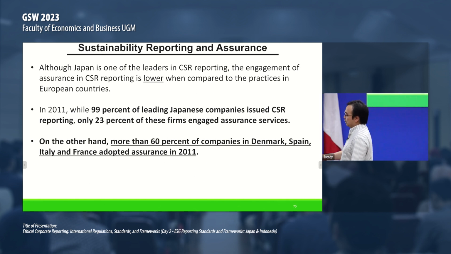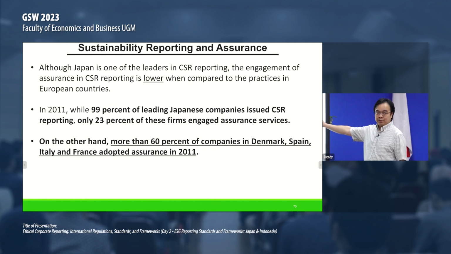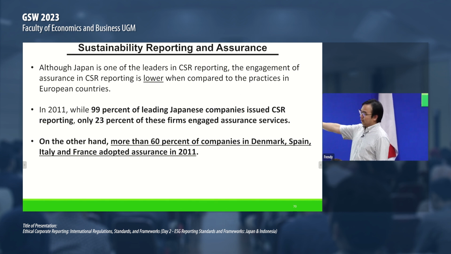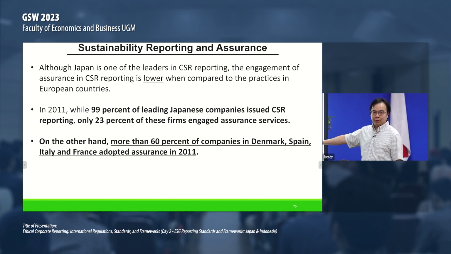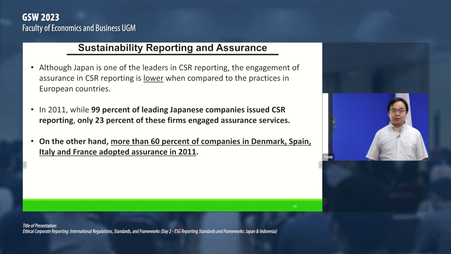In 2011, almost all companies in Japan had a CSR report, but only 23% assured that information, which is very different compared to EU countries, even in 2011.